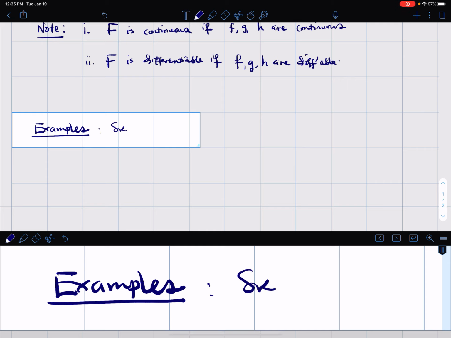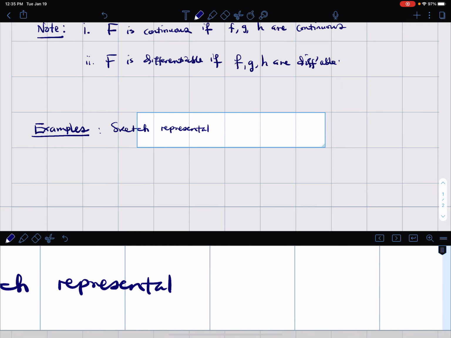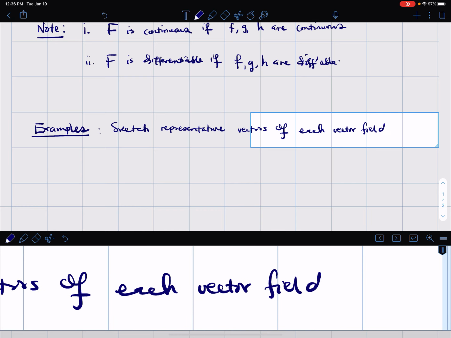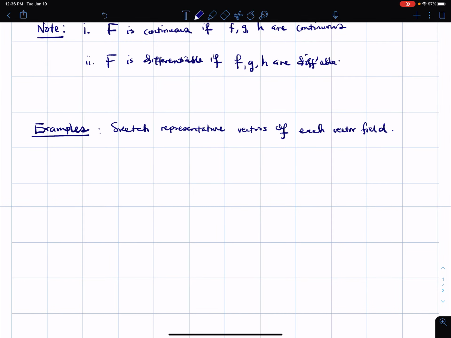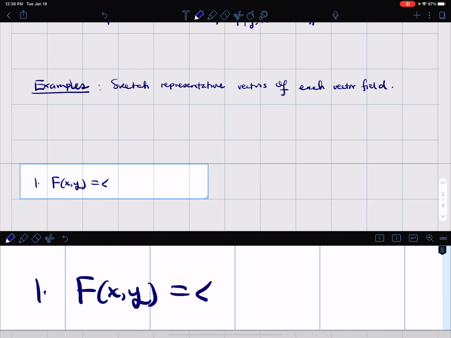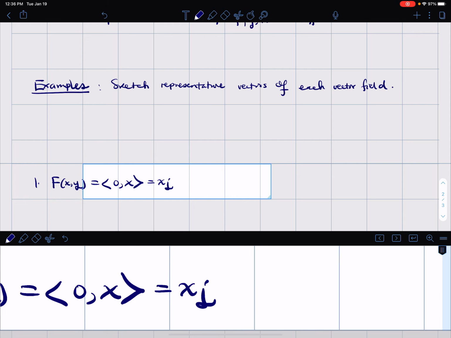So we want to sketch representative vectors of each vector field. All right, so the first one is f of x, y is equal to 0, x. So that is just xj.